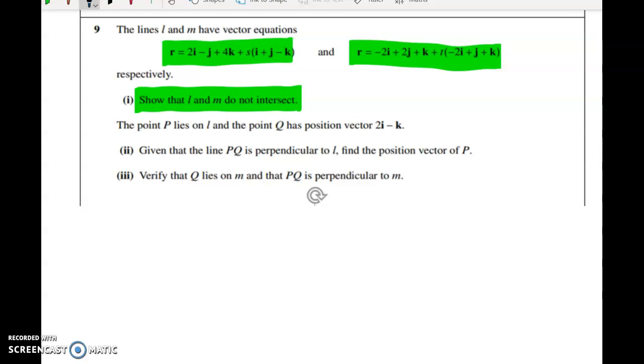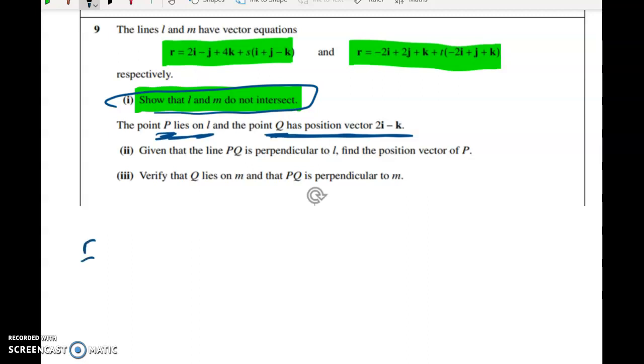Okay, so let's do that one first, and then we're given information about a couple of points. So P is on L, and we're not told its position vector. We are told the position vector for Q, and then we have to do some stuff with those. But let's just first of all show that they don't intersect.